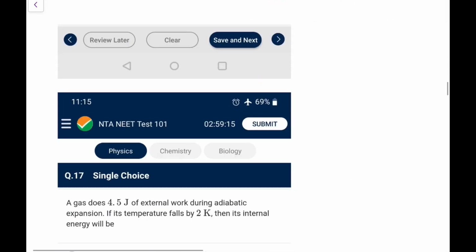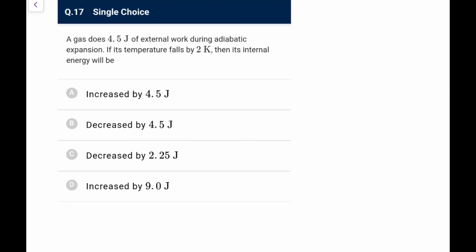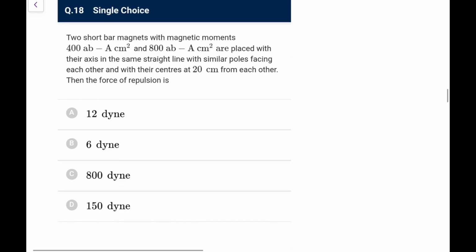Next, a gas does 4.5 joule of external work during adiabatic expansion. If its temperature falls by 2 Kelvin, then its internal energy will definitely have decreased, and we know in adiabatic process delta U is minus of W, so the change would be of the same amount, it decreases by 4.5 joule. Go for option B, an easy one for you.